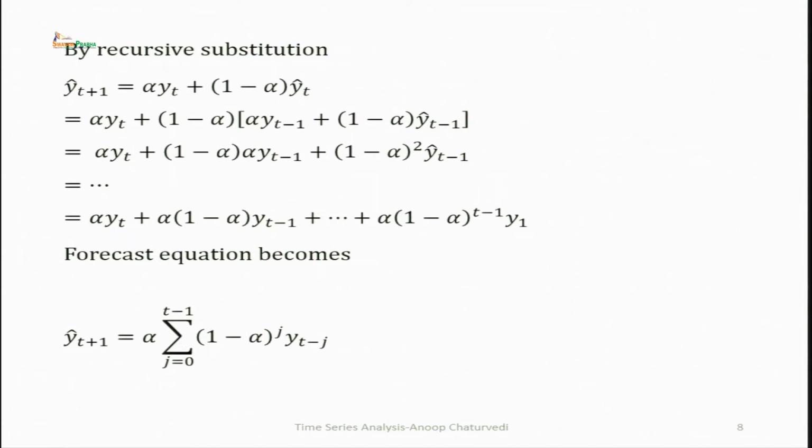So, what you get? Alpha y t plus 1 minus alpha into alpha y t minus 1 plus 1 minus alpha square y hat t minus 1. Again, in the next step, we substitute y hat t equal to alpha y t minus 1 plus 1 minus alpha y hat t minus 1 here.